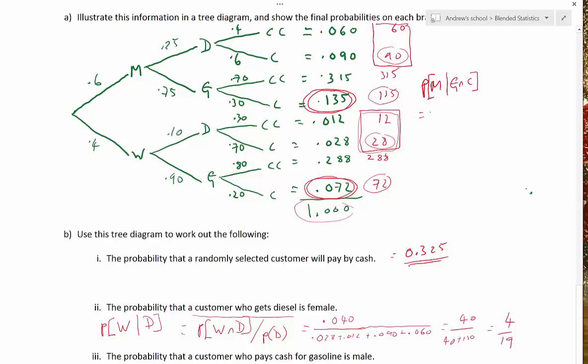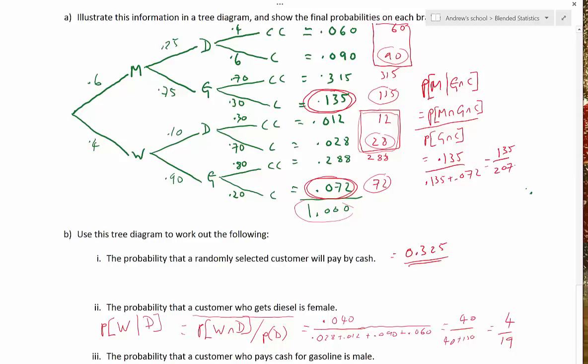Well, technically, according to the formula, that's the intersection, so it's male and gasoline and cash divided by the probability of gasoline and cash. Well, male and gasoline and cash is 0.135, and gasoline and cash, well, they could have been either male or female, so it's 0.135 plus 0.072, and that is 135 over 207.